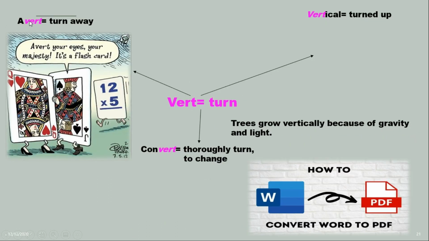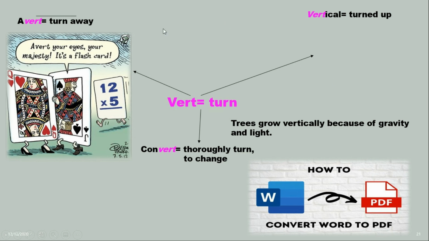Next, look at a word, avert, which means turn away. Avert your eyes, your majesty. It's a flashcard. Next, look at a word, vertical, which means turned up. Trees grow vertically because of gravity and light. Next, look at a word, convert, which means thoroughly turn, to change. See example. Convert Word to PDF.